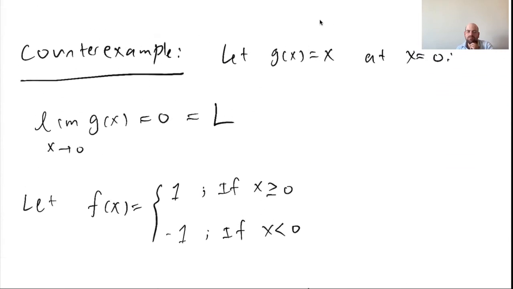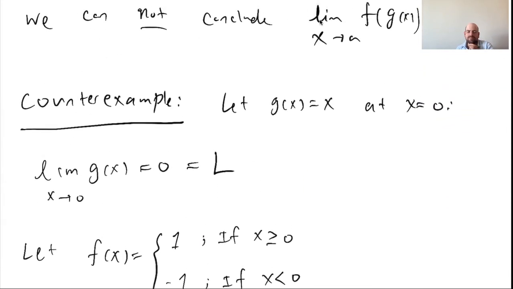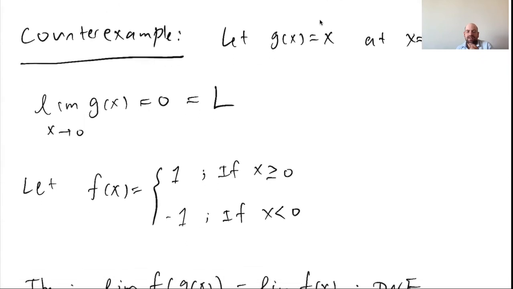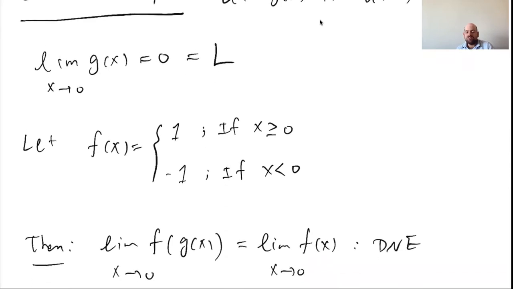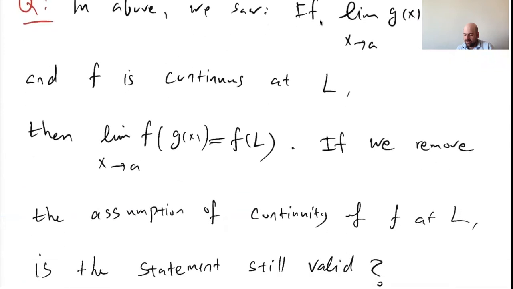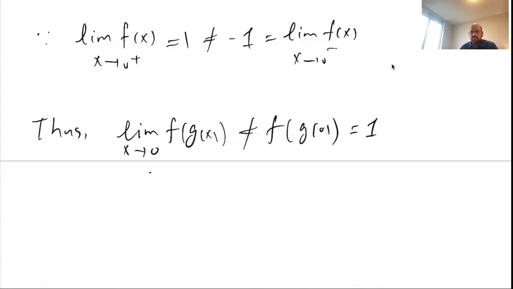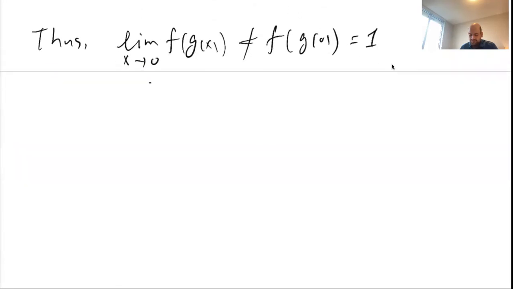Okay, so limit g of x has some L value, but f of x is not continuous at L, so f of x is not continuous at 0. This causes limit f of g of x at 0 not to exist. So that means this condition of continuity at L is really important, and we really need to have it. Let's look at the next example.